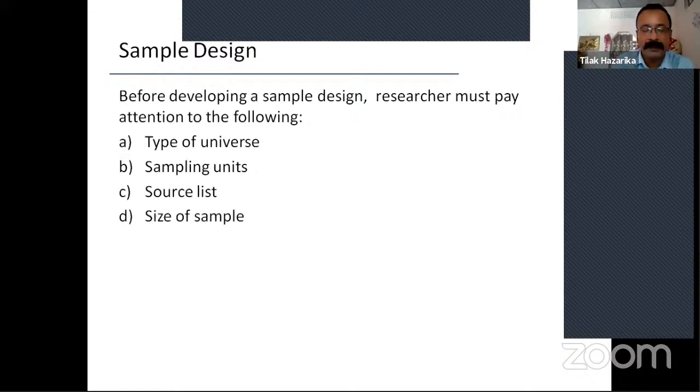Size of the sample: what size of sample will be feasible for me to carry out the research project, as well as to justify the objectives of the study. And we should not be limited to a very small sample size, because a very small size may not give any reasonable understanding of the situation, or it may not lead to a sound conclusion of the research project.